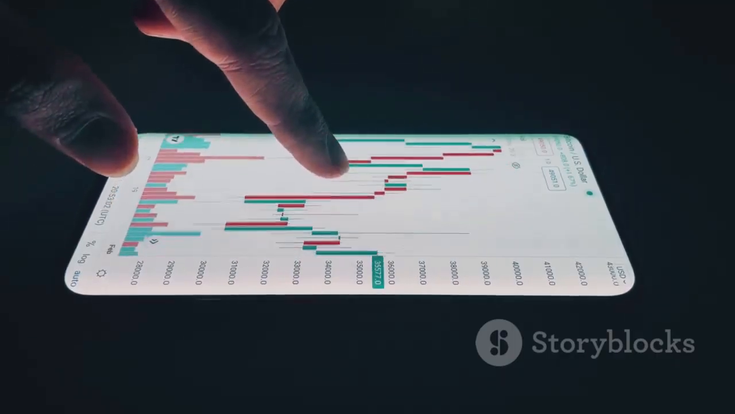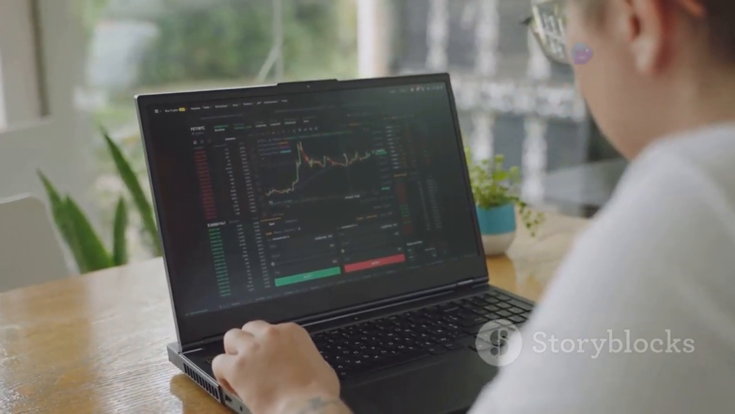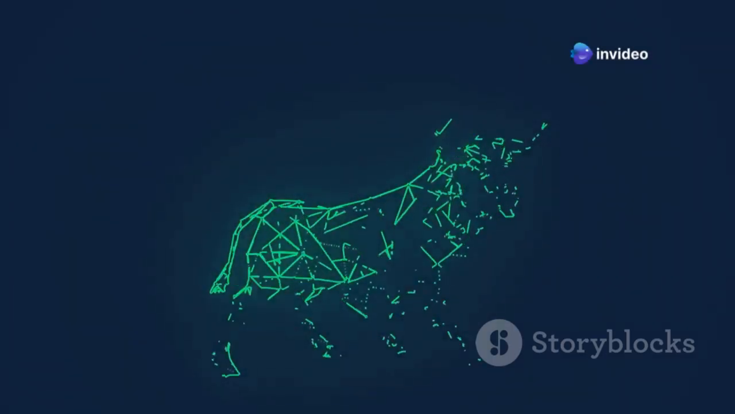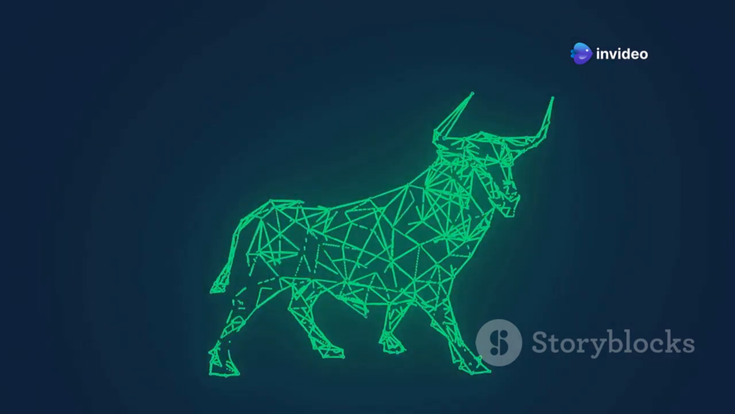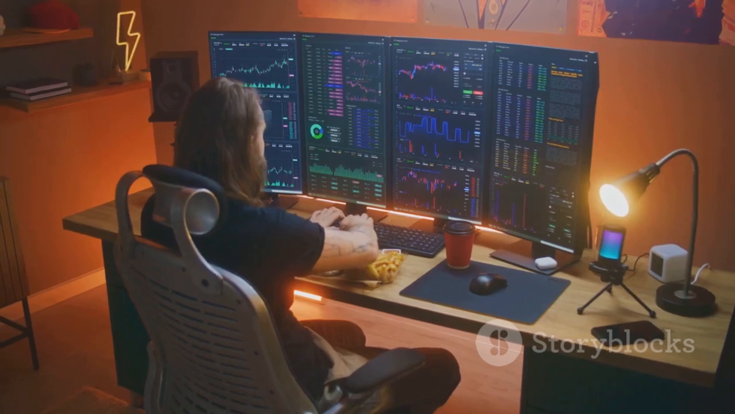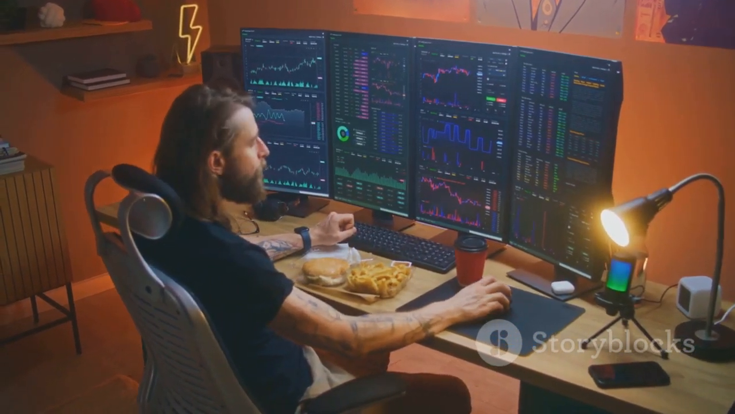Don't be afraid to experiment, to challenge the status quo, and to keep learning. The more you know, the better equipped you'll be to navigate the exciting and potentially profitable world of stock trading. Now go out there, put your newfound knowledge to the test, and remember, bulls make money, bears make money, but pigs get slaughtered.